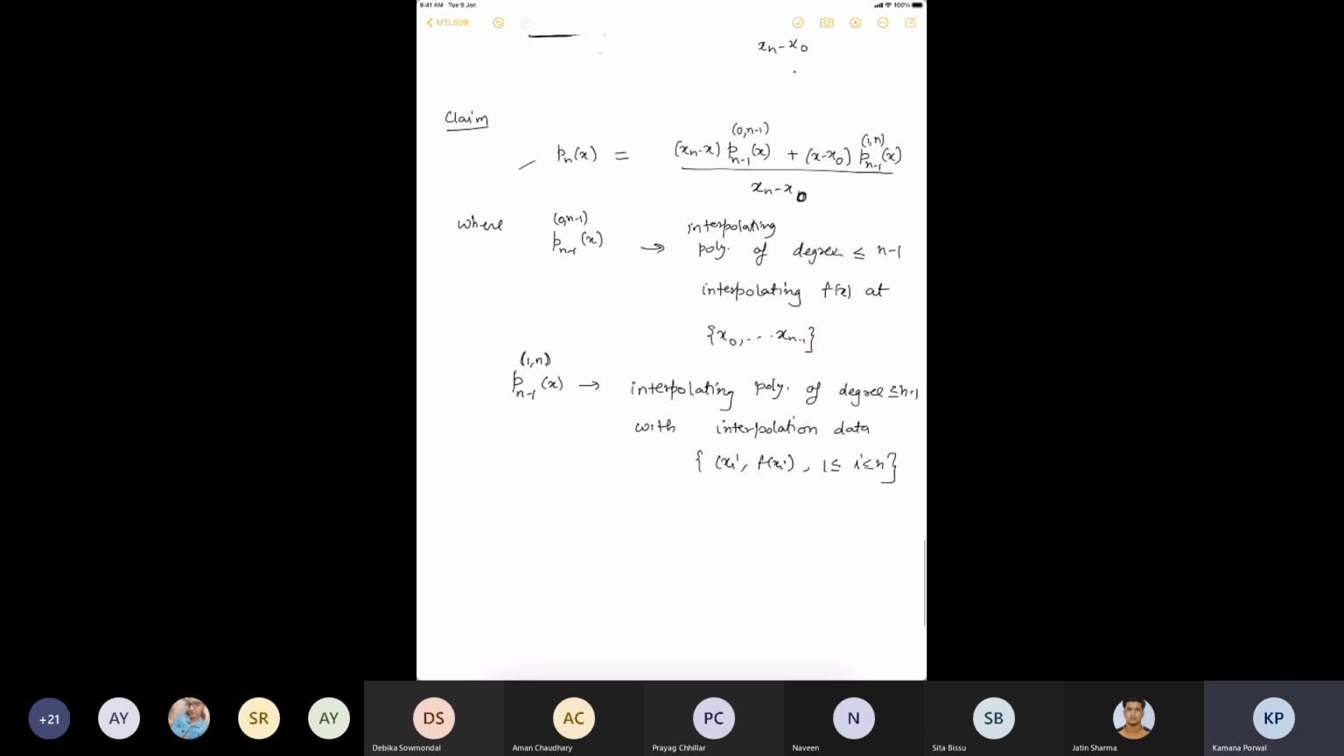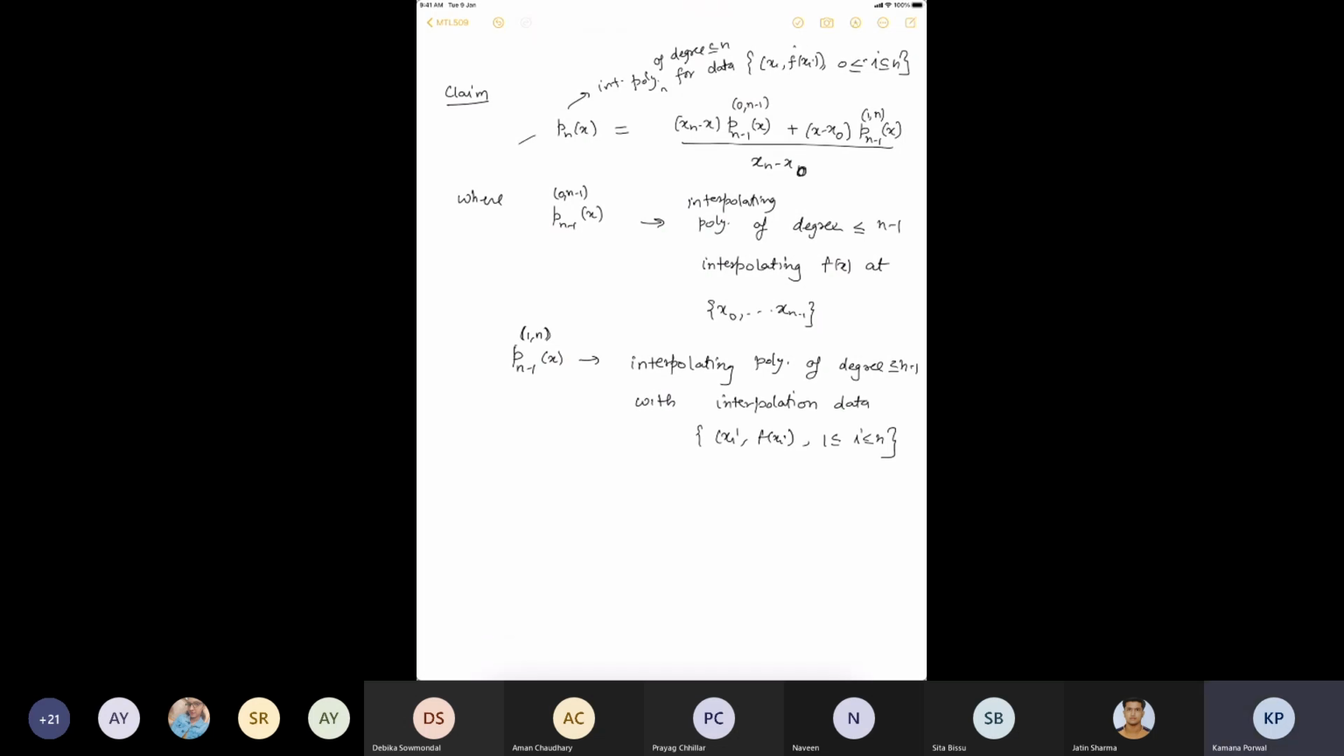So what do you think? What should we do? We already know that this is an interpolating polynomial of degree less than or equal to n for the data xi, f(xi), where i is ranging from 0 up to n. Right? So what should we do to prove this relation, that both the polynomials are the same?